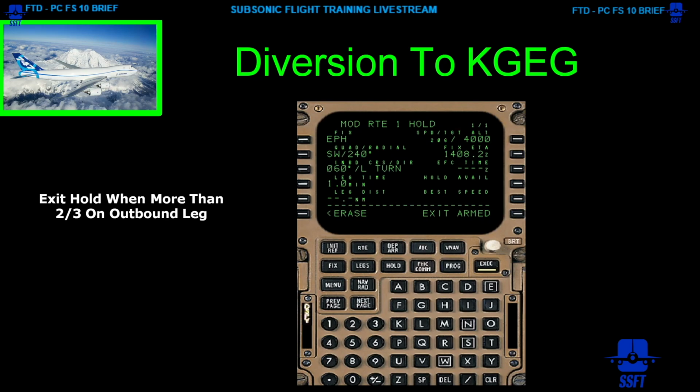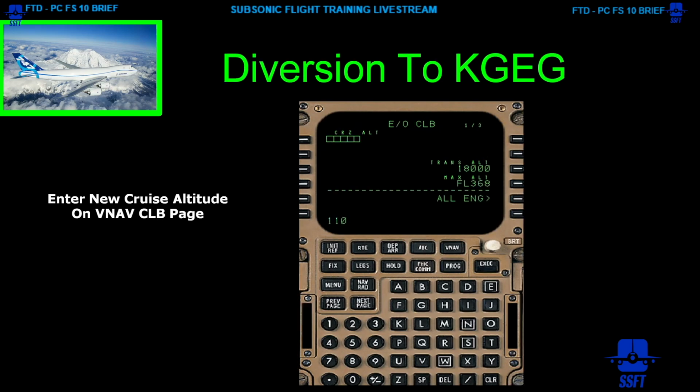And if he said after one turn in hold, proceed direct to GEG, climb and maintain 10,000, let's say, for the amended routing, then you want to wait till that 2/3 or more of the way out before you execute it. And then, of course, depending on what we're given, routing we could change. In this case, it's just going to be after you fly it, direct Spokane VOR, which is GEG. And our amended altitude to climb to for going to Spokane is going to be 10,000. So we'll go to the climb page and we'll put in 10,000 in the boxes.